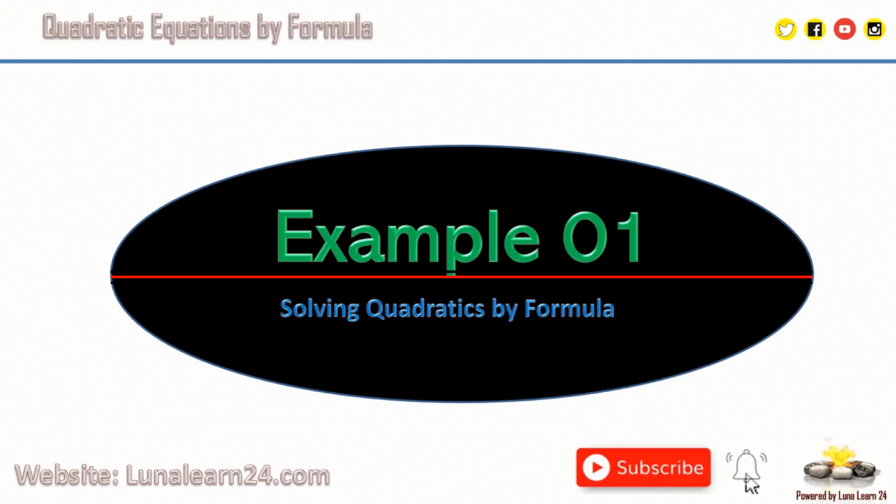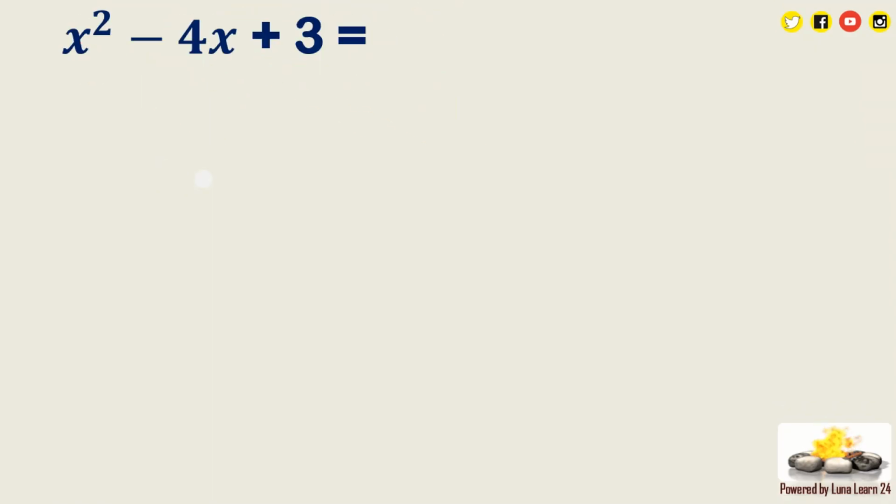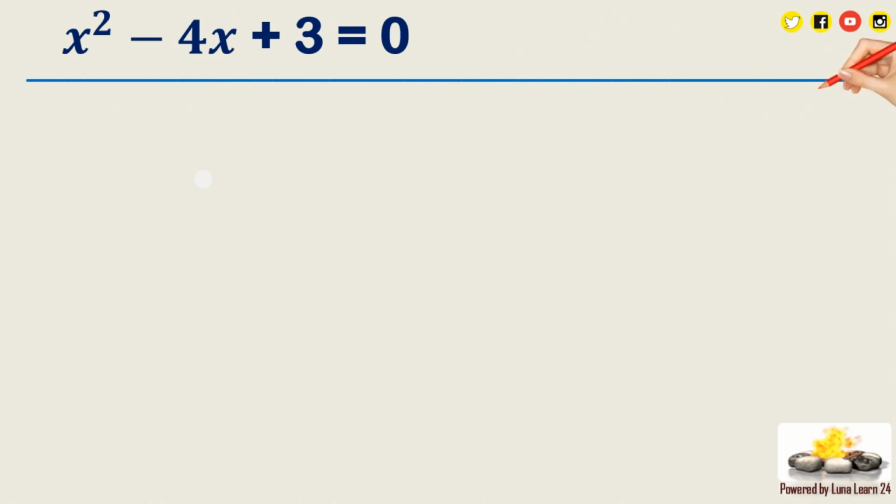So, example 1 reads x squared minus 4x plus 3 equals 0, to solve this by the quadratic formula. So, the first thing to do is to state the values of a, b, and c. Please speak as you follow the video. So, the value of a here is 1, b is negative 4, and c equals plus 3 or just 3.